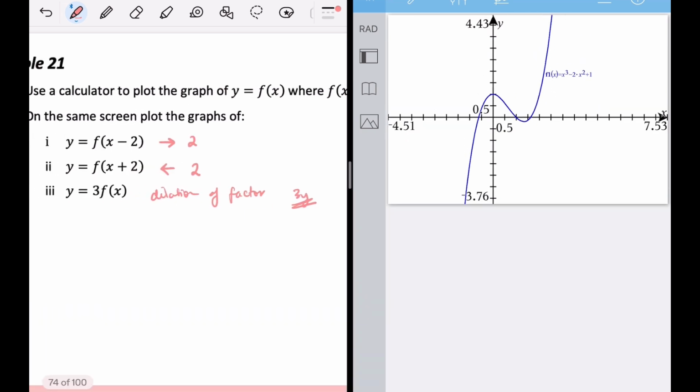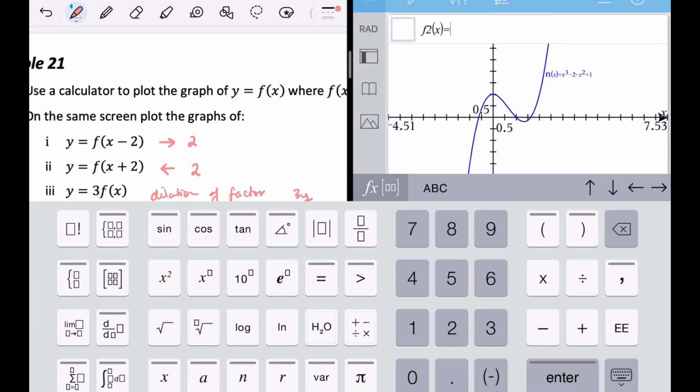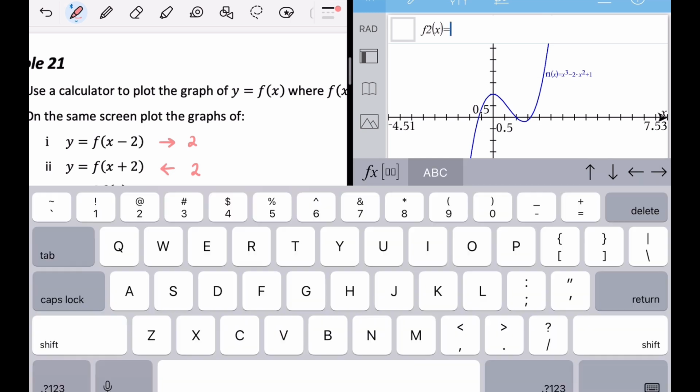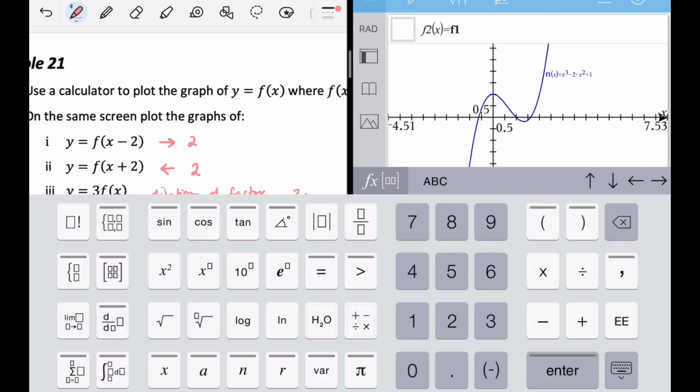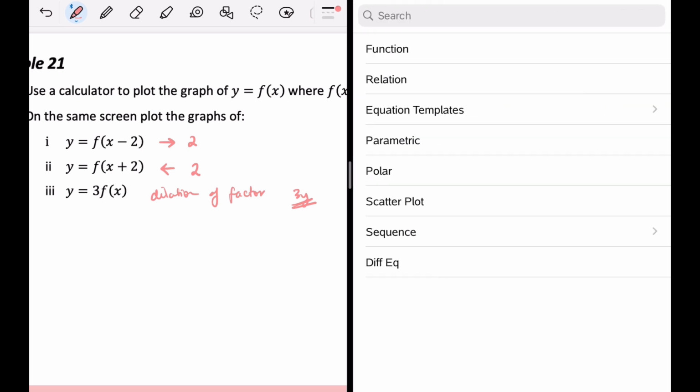So now for each of these parts, we can go ahead and add a new function. With your calculator, you can just press tab to get to that. So instead of having to rewrite the whole thing, I'm just going to write f of x minus 2. Sorry, let's try that again. f2 of x is equal to f1 of x minus 2. Okay, press enter. And you can see that the whole function there, the one in red, has shifted over to the right by 2.